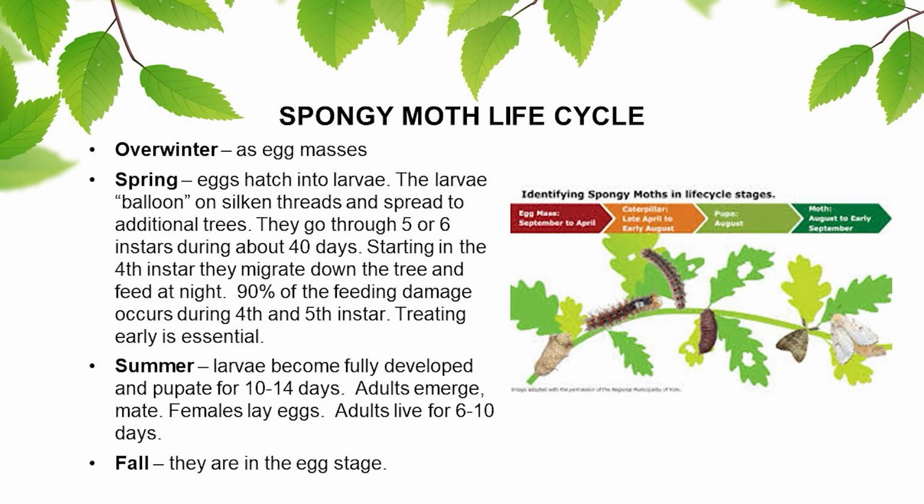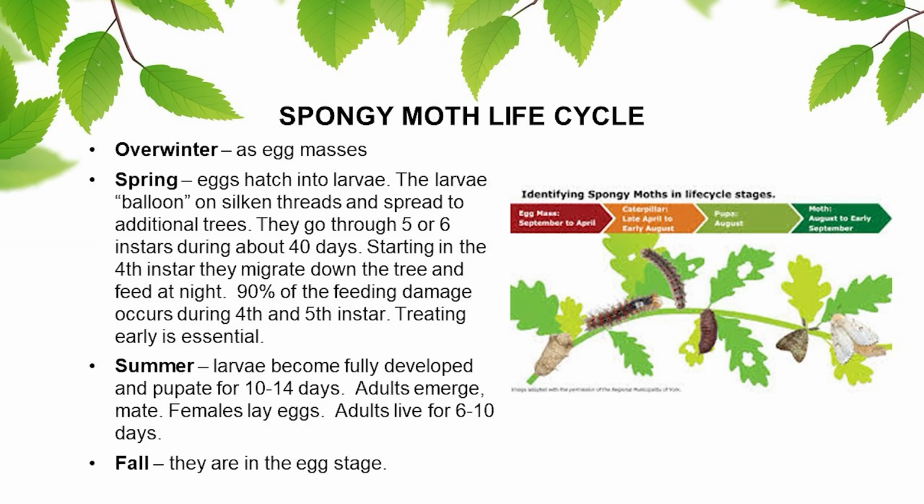Spongy moth life cycle. Spongy moths have 1 generation per year. They overwinter as egg masses. The eggs hatch into larvae in early May. The larvae balloon on silky threads and spread to additional trees. They go through 5 or 6 instars for about 40 days. Starting in the 4th instar, they migrate down the tree and feed at night. It is estimated that 90% of the feeding damage occurs during the 4th or 5th instar.